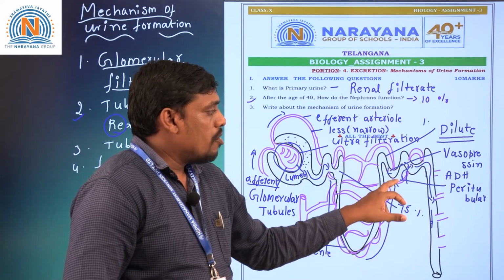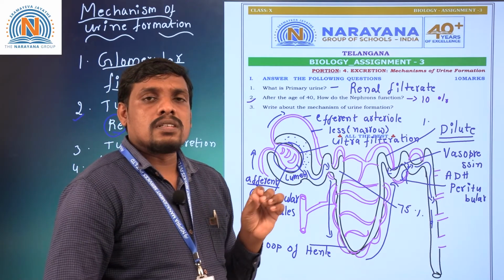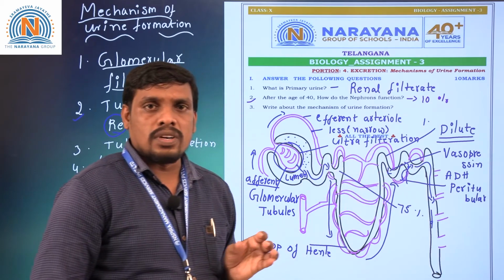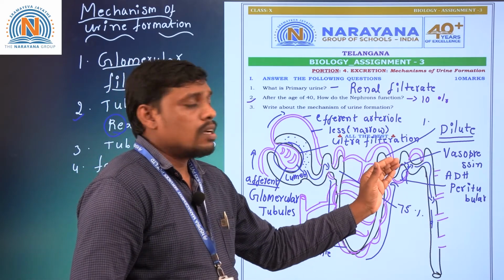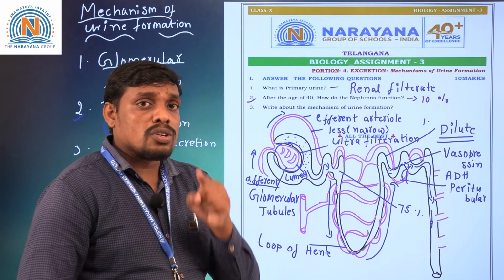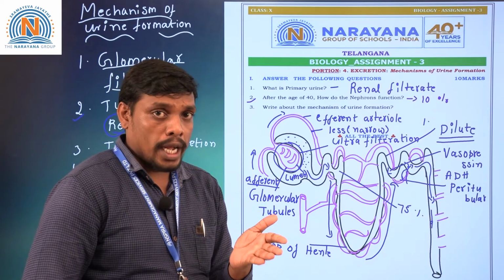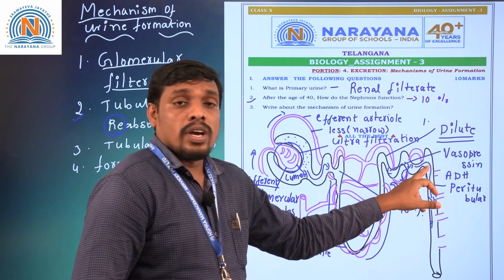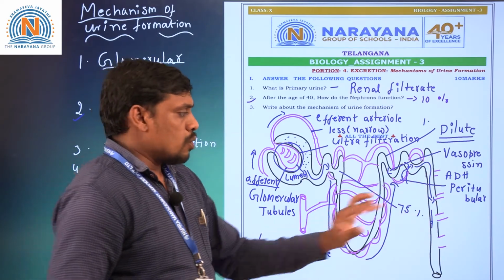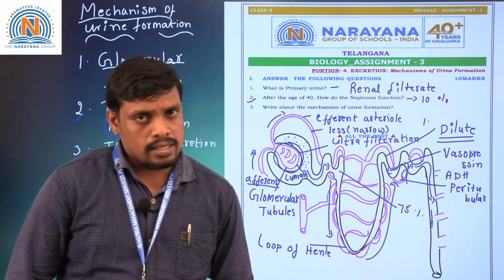Why? Because from the peritubular capillaries, hydrogen and other kinds of substances like nitrogenous substances enter into the renal filtrate. When this hydrogen and nitrogenous substances are mixed with the renal filtrate, the concentration of the renal filtrate increases, hence it becomes hypertonic. So, the hypertonic urine slowly enters into the collecting duct. Through the collecting duct, the highly concentrated hypertonic urine will be excreted.